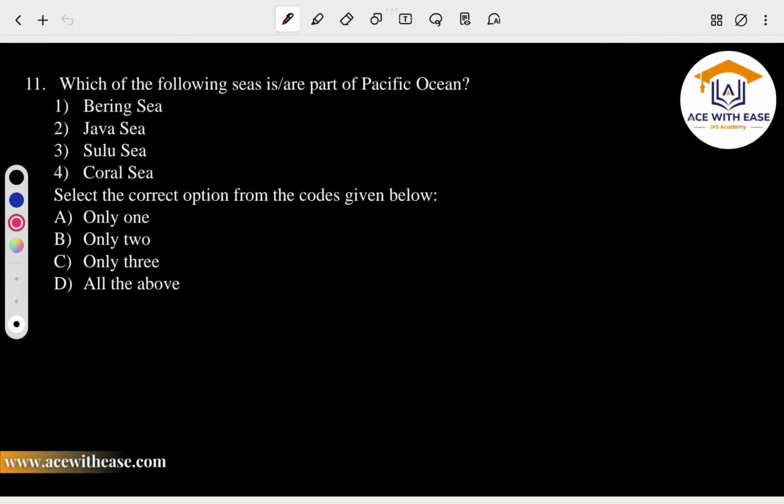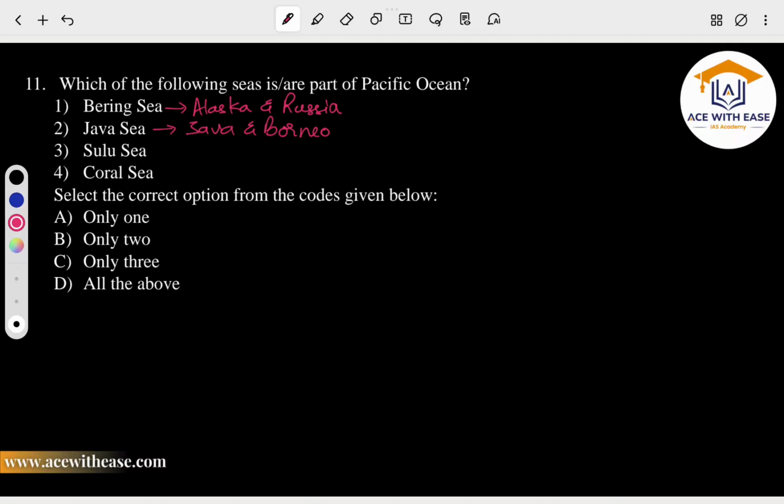11th question: which of the following seas are part of the Pacific Ocean? The Bering Sea is a part of the Pacific Ocean, present between Alaska and Russia. The Java Sea is not in the Pacific, but in Southeast Asia, between the Java Islands and the Borneo Islands.